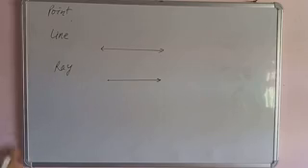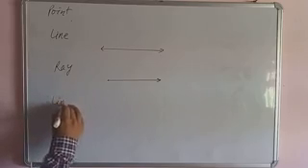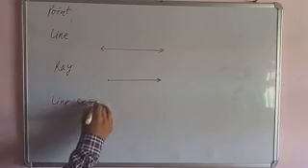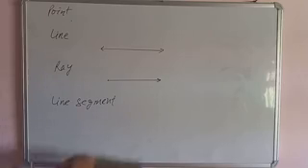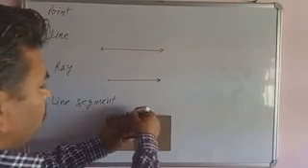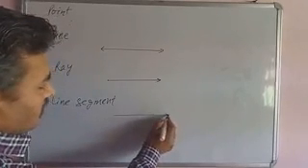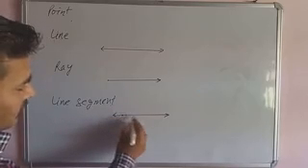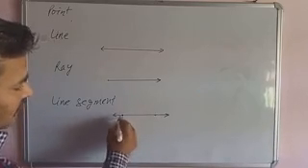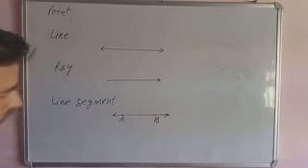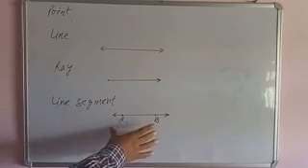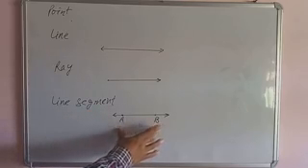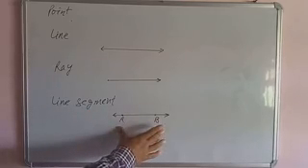So next is line segment. What is a line segment? It is a part of a line and it has a fixed length. Suppose this is a line and here we have two points that are marked as A and B. So a line segment is a part of a line and it has a fixed length. We can measure it.